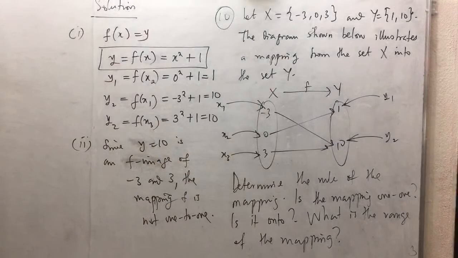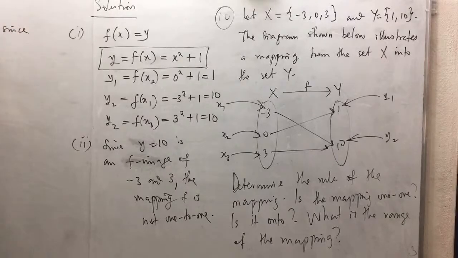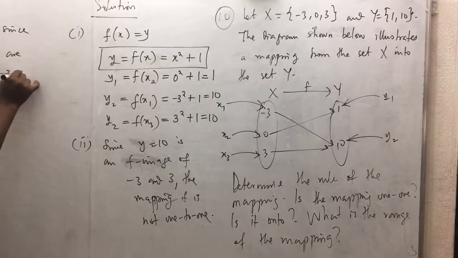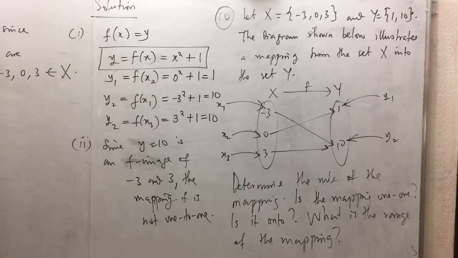So this mapping is onto. So what am I going to write? F is onto since 1 and 10, that are members of Y, are images of -3, 0, and 3, that are members of X. So since all the elements in the codomain are images, that mapping is an onto mapping.